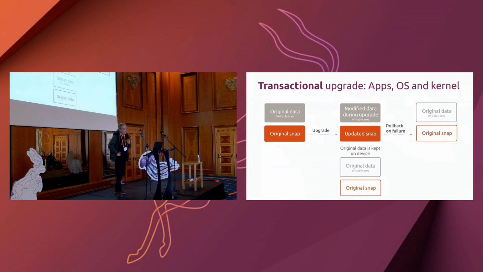Now, if you upgrade a snap, it will keep the old data around. So it copies forward the old data, then installs the new snap, and you have 2 copies of your snap on the disk, which means when you call snap revert, you roll back to the former version that was on disk.